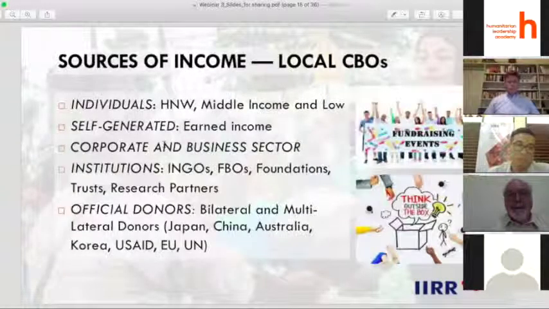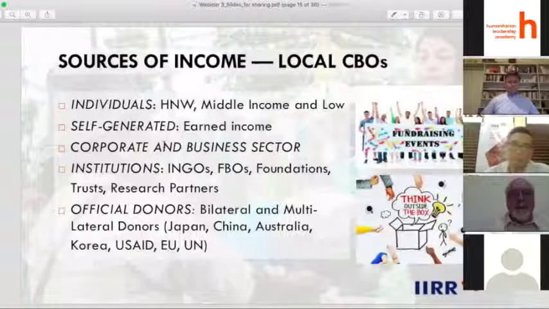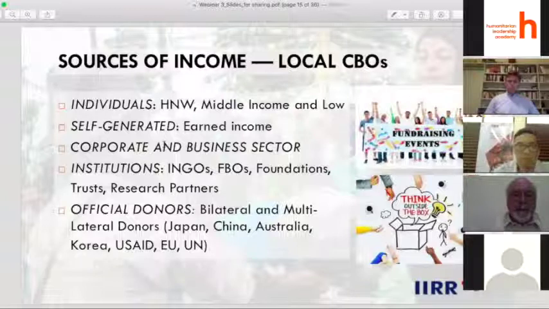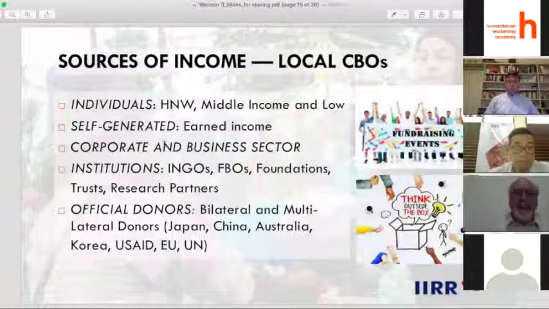Moving on. So fundraising itself then, where do CBOs actually generate their resources from? I talked earlier about the importance of diversifying your income sources if you're going to be sustainable. Well, here are five areas that I've summarized of different families of donors, if you like, or families of income that you generate. And these are true for the large multinational NGO as they are for the local CBO. But of course, within each of these categories, you would be addressing and targeting different potential donors.